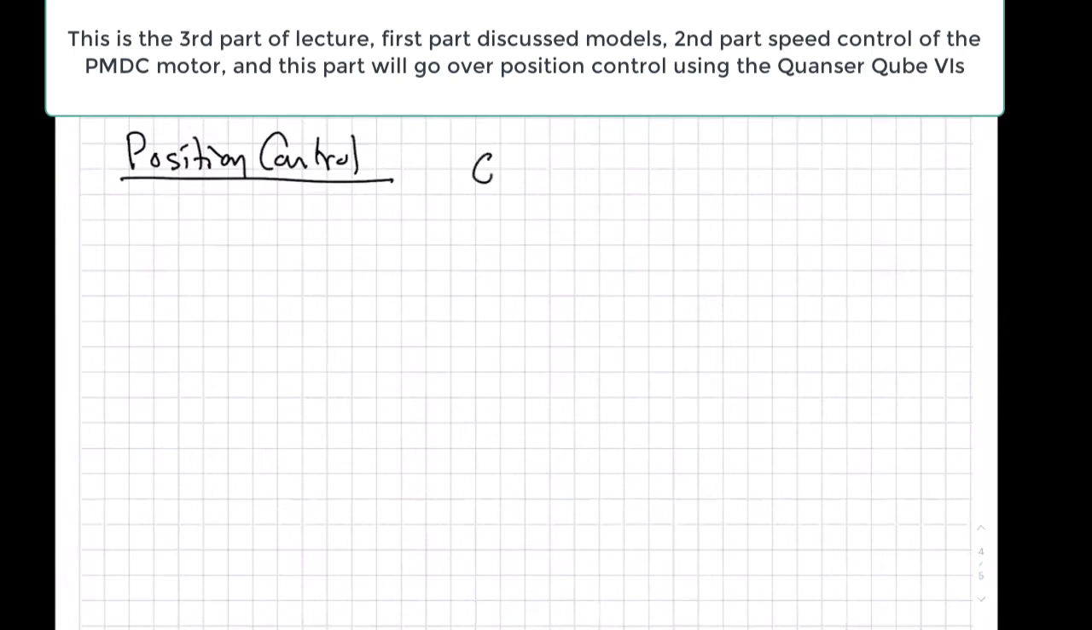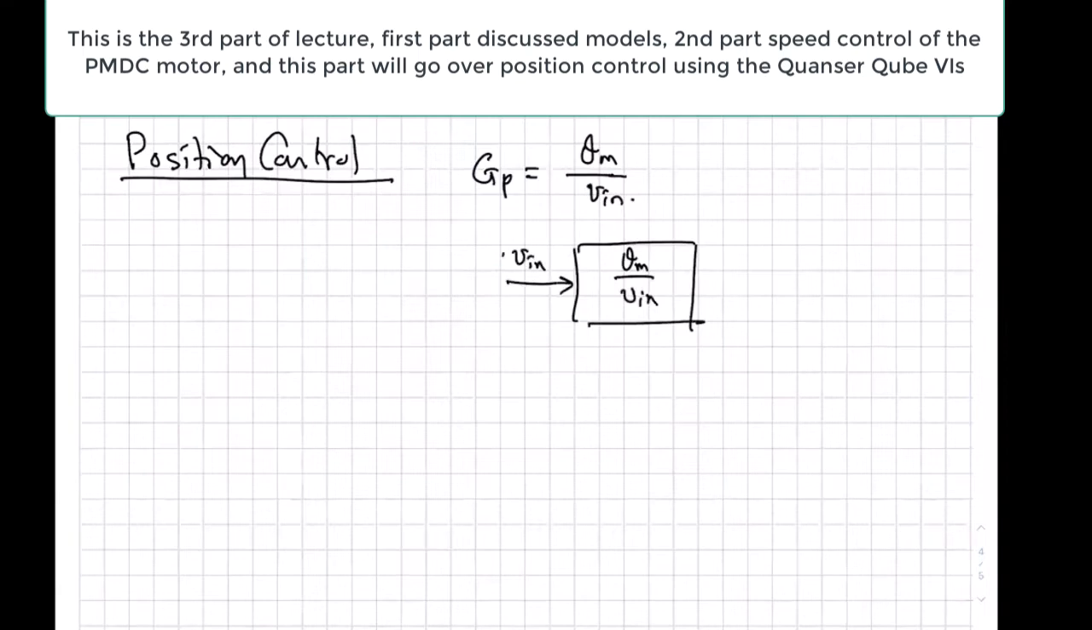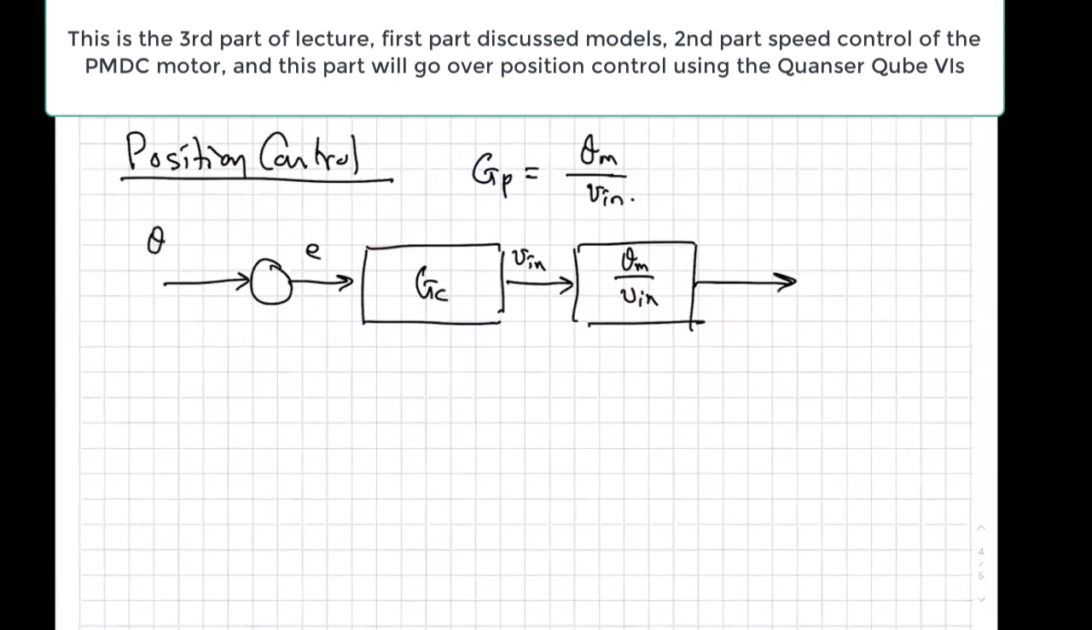Well, our GP in that case is going to be our theta m over Vn. Same thing. Now we have theta m over Vn here, so we want to create a Vn from a controller. And we need, same thing, an error, except now the desired theta is the position you want to go to. We're going to pick up a measurement here and feed that right back.